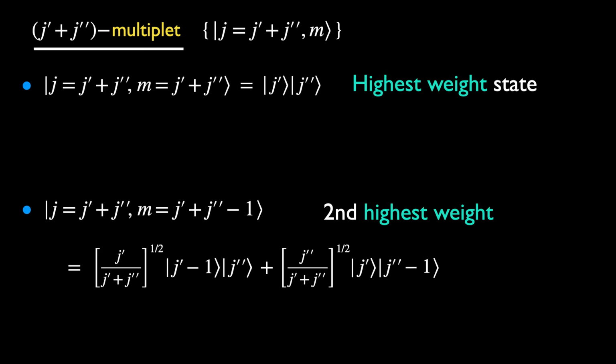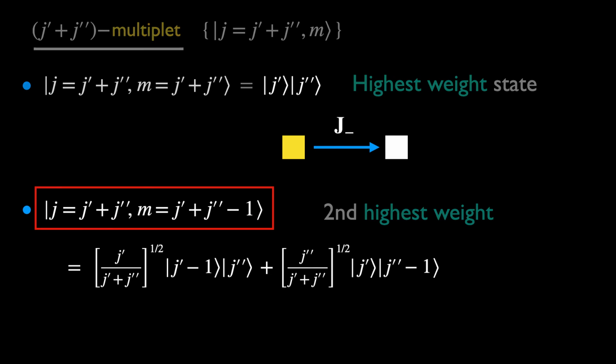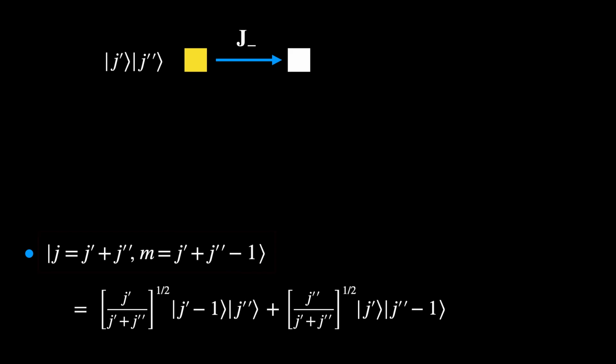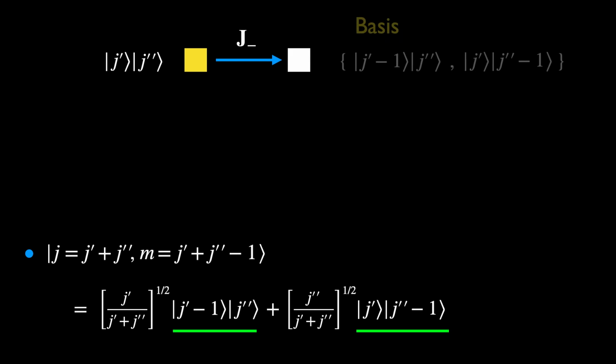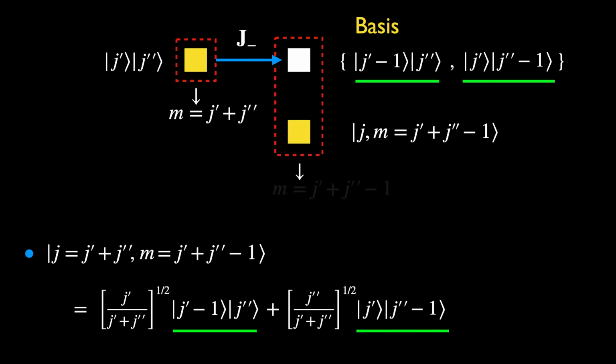Let's represent the highest weight state in the j equals j prime plus j double prime multiplet by a yellow box and the second highest weight by a white box. Notice that this lower state is supported by just two basis states, which are the results of either descending in the prime multiplet or the double prime multiplet. This means there's room for just one more state that is orthogonal to the second highest weight state in this subspace, where m equals j prime plus j double prime minus 1.